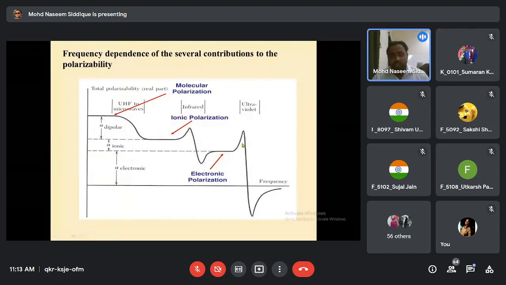In general, the dielectric constant always decreases with frequency, but you will learn this study in the next higher class. Here you can understand the frequency dependence of the several contributions to the polarizability.